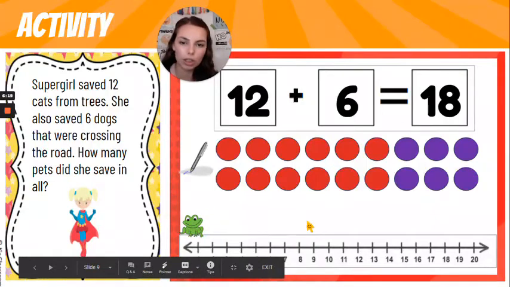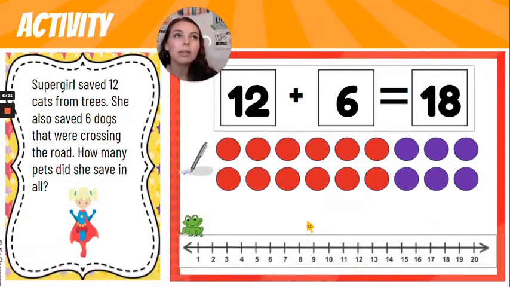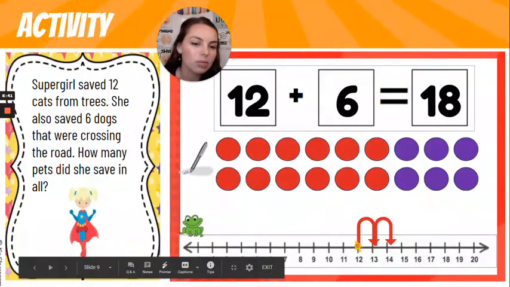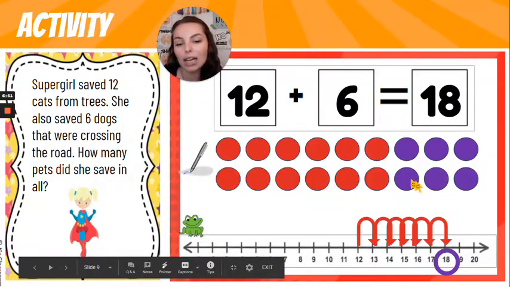Then also I want you to try to use the number line. Remember last week we used the number line to go backwards? That's because we were subtracting. Now we're going to practice going forwards because we're adding, so we're going to get a bigger number. Let's start at 12, and we're going to jump 6 times. Pretend there's a frog. He's going to jump 6 times. 1, 2, 3, 4, 5, 6. It landed on 18. So the dots and the number line, you'll get the same answer for both.